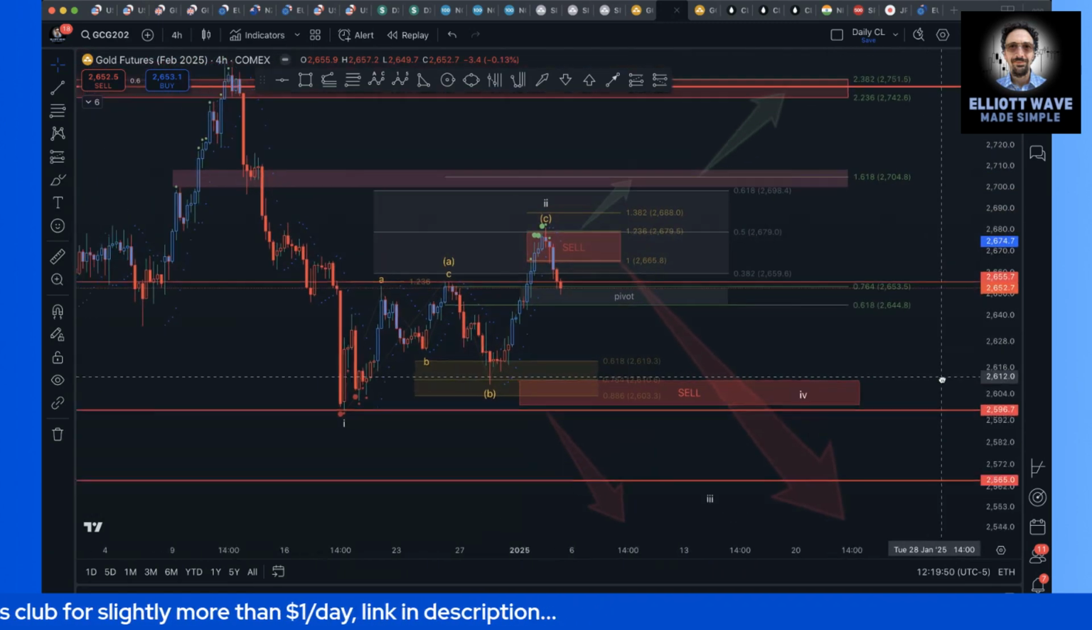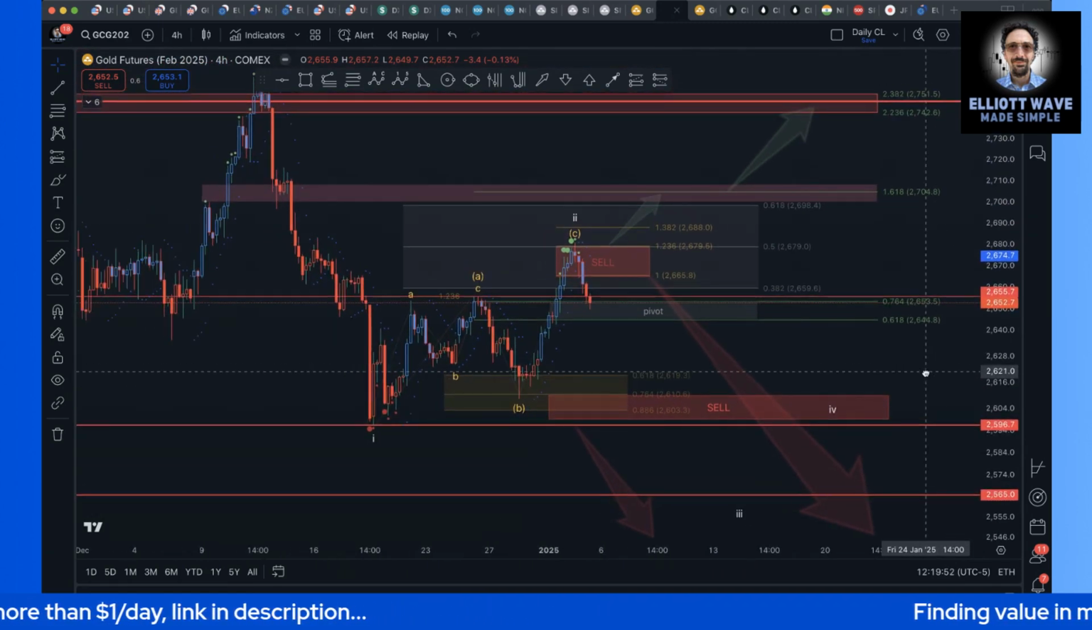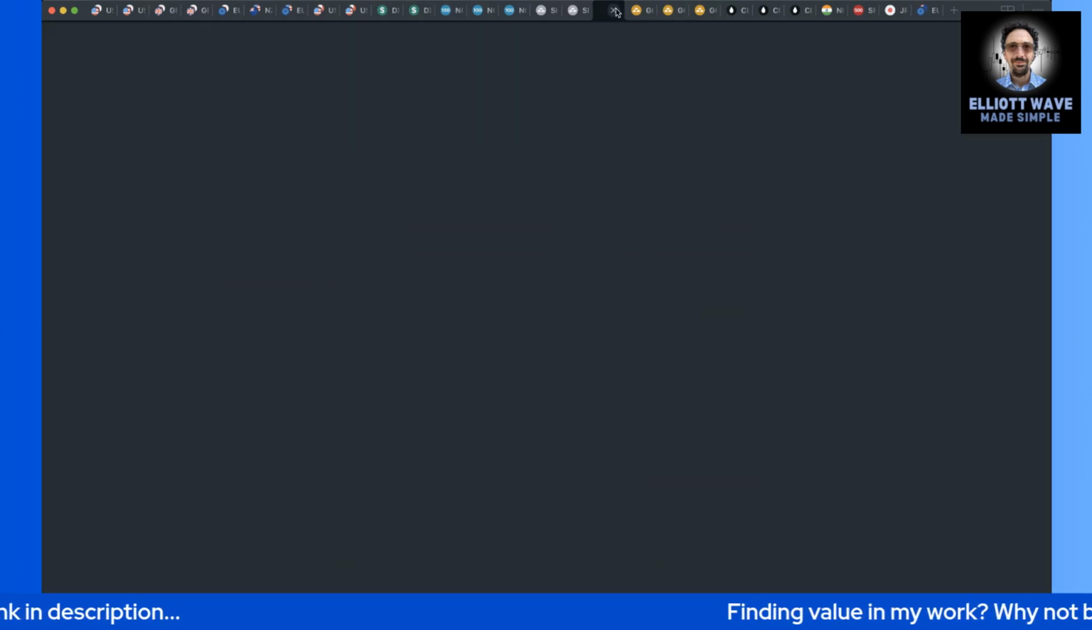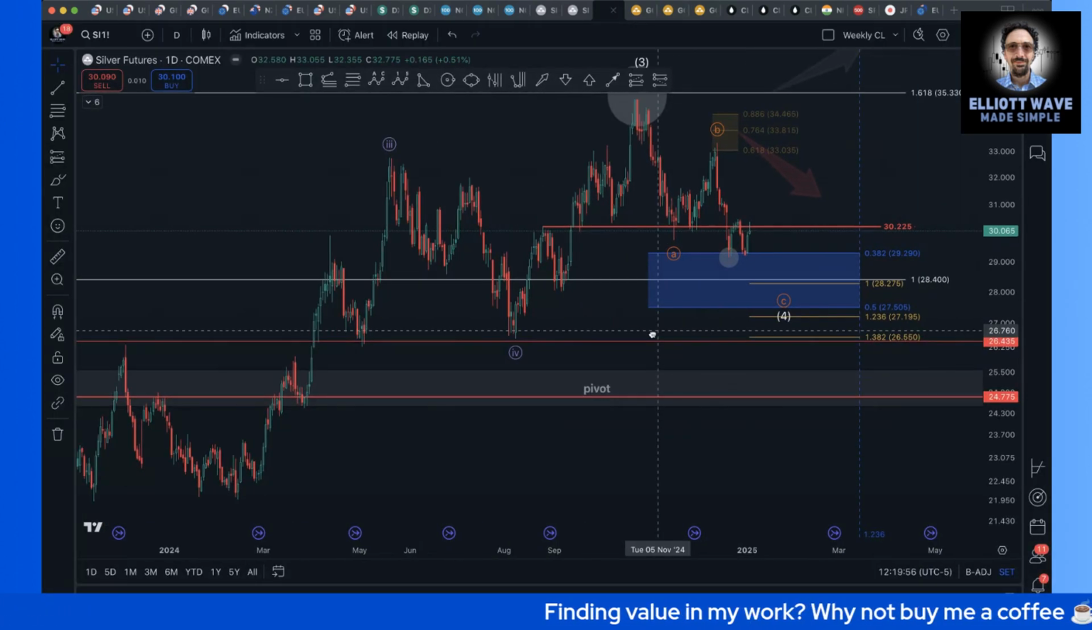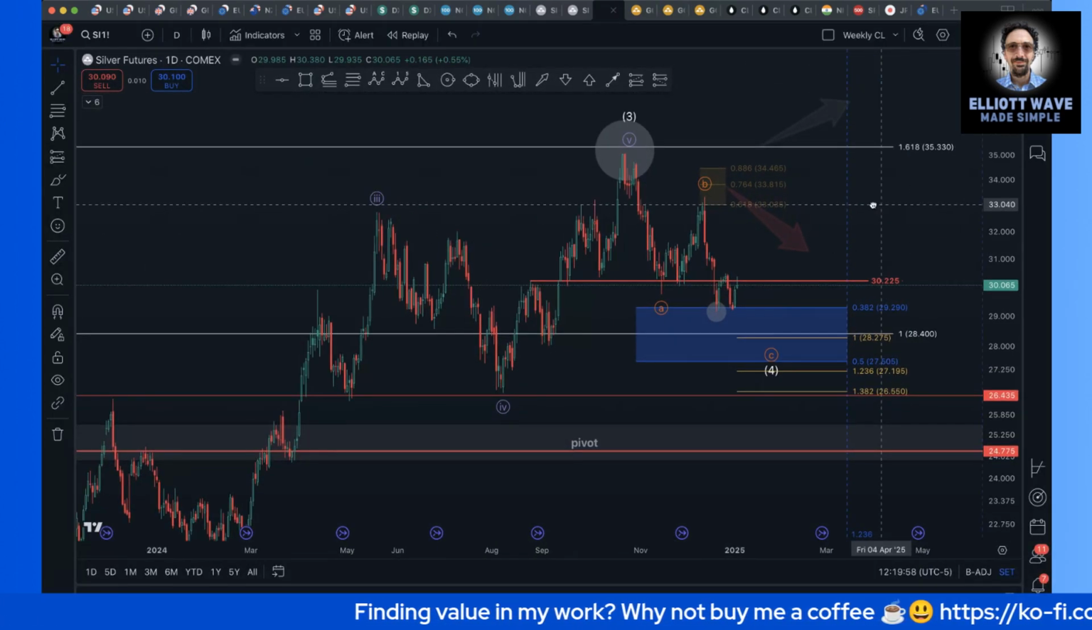If you're an LA wave guy, you know exactly what I just said. No problem. All right, so that's the deal. Silver, very similar. Here's the daily of silver. I've been saying the same thing.